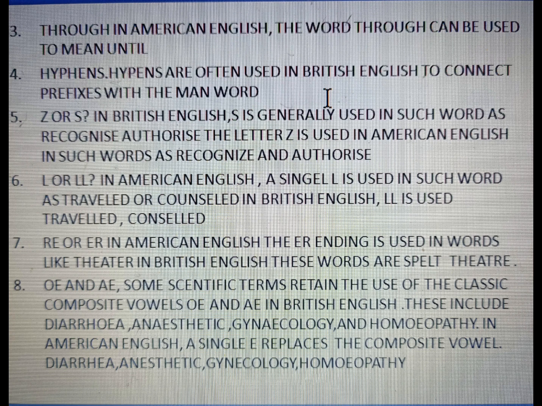Four, hyphens are often used in British English to connect prefixes with the main word. Five, Z or S. In British English, S is generally used in such words as recognise and authorise. The letter Z is used in American English in such words as recognize and authorize.